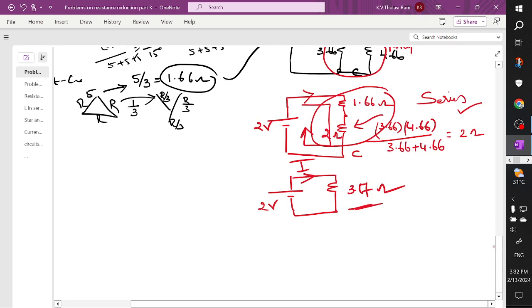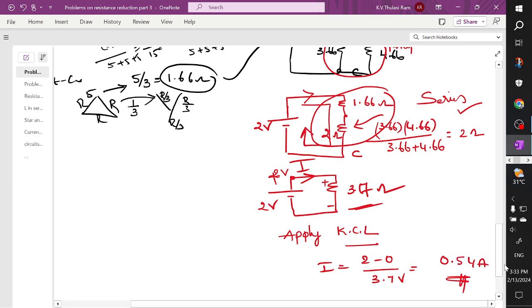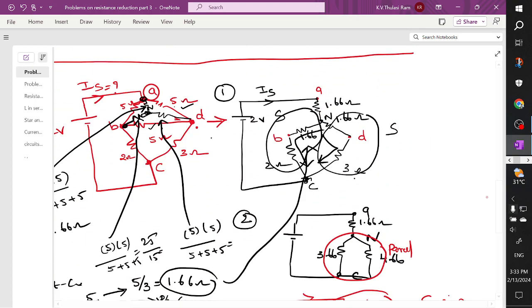Actually we discussed nodal analysis. Whenever the current is entering, this is positive, this is negative, and what is the voltage available at this node? 2 volts. So try to apply Kirchhoff's current law. So I can write down current I is equal to high potential. What is the high potential point? Plus 2 minus 0 divided by R. R value is 3.7 ohms, and we are going to get 0.54 amperes. This is our answer. Hope you are able to understand.